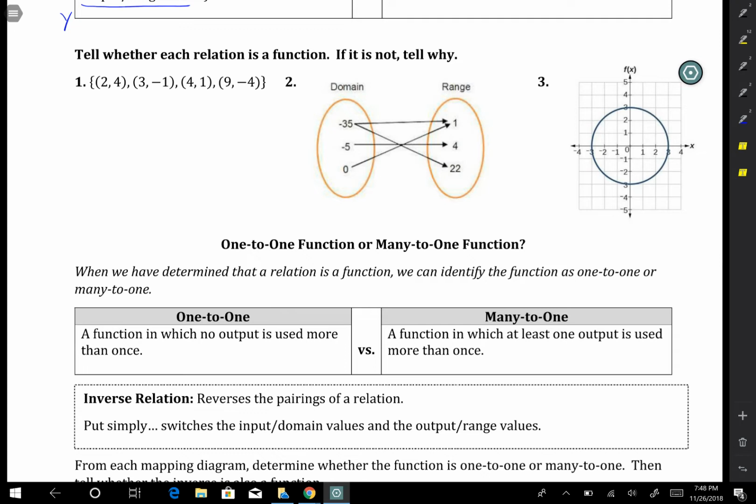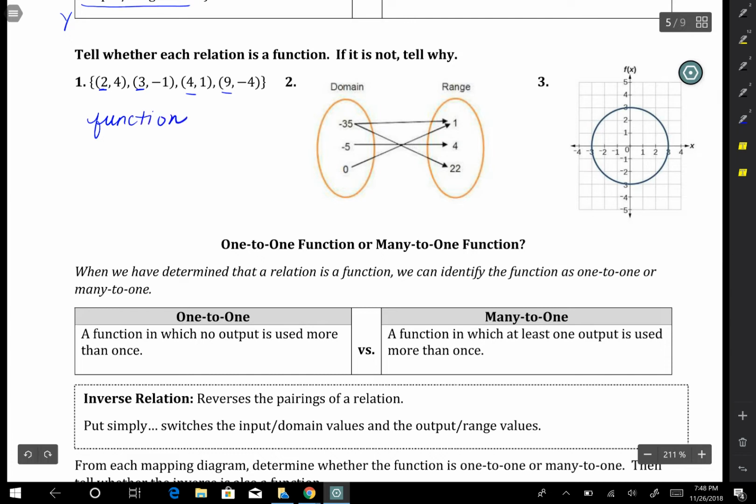Number one, we have this set of points: (2, 4), (3, 1), (3, -1), (4, 1), and (9, -4). We need to make sure that every x value is only paired with one y value, which means the x values cannot be repeated. I have the x values of 2, 3, 4, and 9. Those are all going to their own y values, so this is a function.